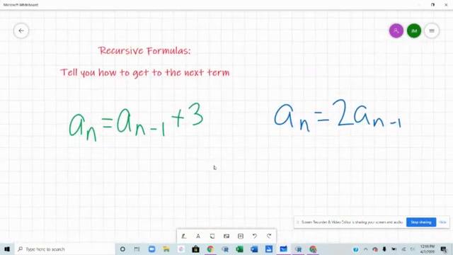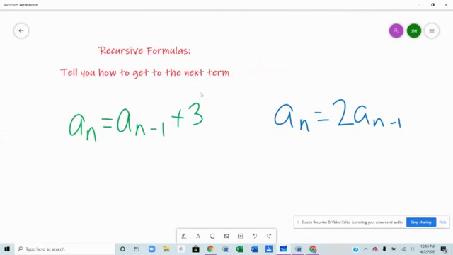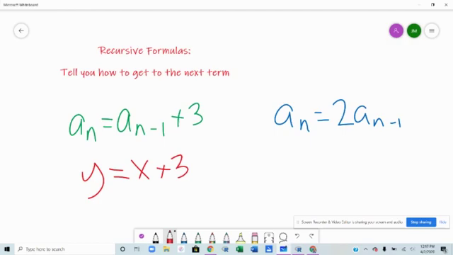So these are examples of recursive formulas. This one right here is saying I take a number, I add 3, it gets me to the next number. This one is saying I take a number, I times it by 2, and I get to the next number. A way to rewrite this is kind of just like y equals x plus 3. And this is kind of like y equals 2x.